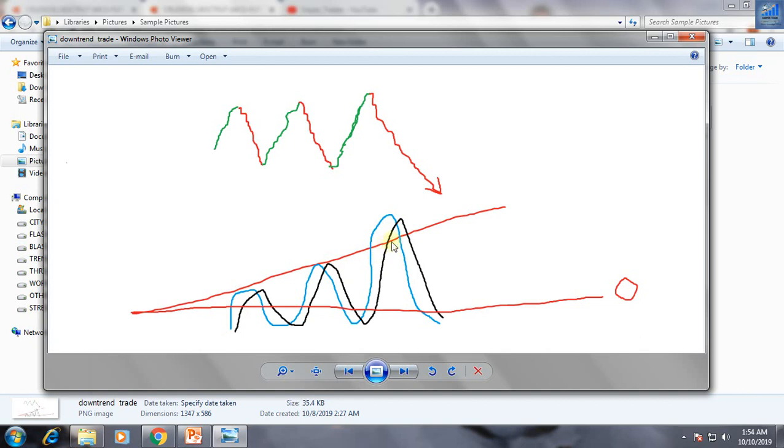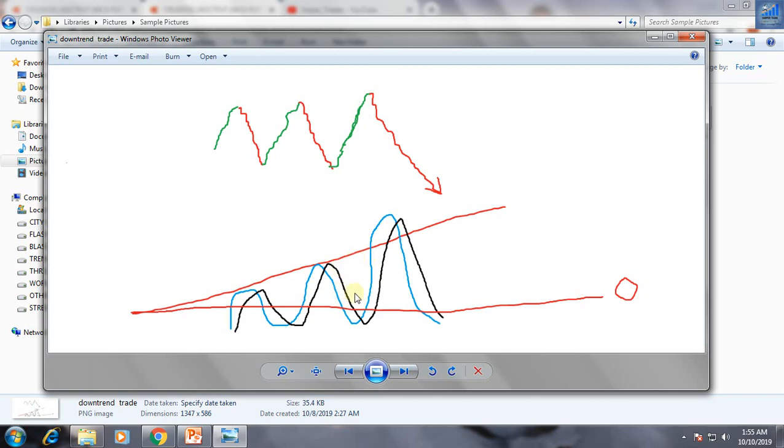It should have bounced downwards at this particular resistance, but rather it broke its resistance and moved upwards and gave a buy position here. So if this MACD line is crossing this particular resistance, we will get a buy position here. We can take a long position here and exit it here at this sell signal.